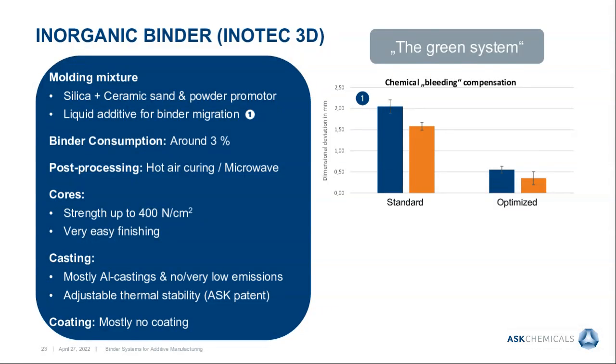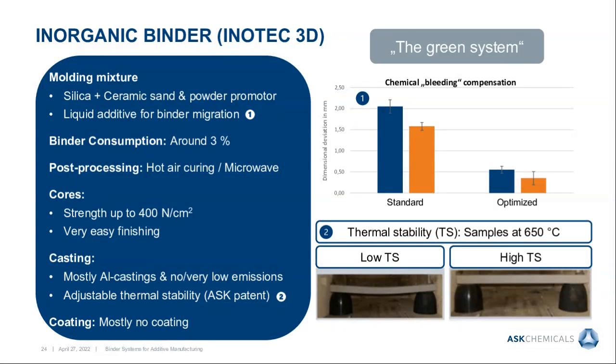In regard to casting, this system is mostly suited for aluminum casting, and it provides the great benefit of no to very low emissions in the casting process. One ASK exclusive feature that this system contains is the adjustable thermal stability. So maybe this little experiment illustrates it best.